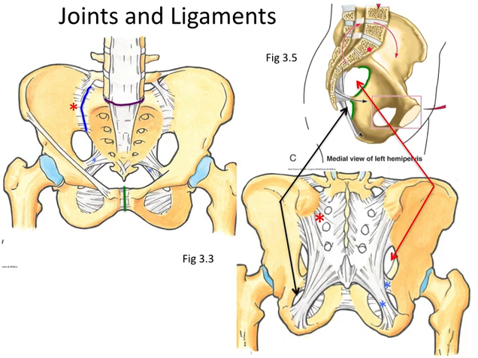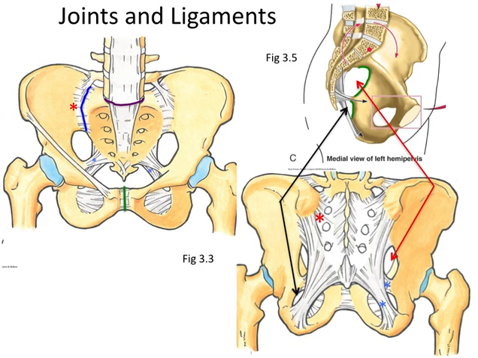Joints and ligaments. Major joints. Purple line represents the lumbosacral joint. Blue line represents the sacroiliac joint from the sacrum to the ilium, and the green is the pubic symphysis.